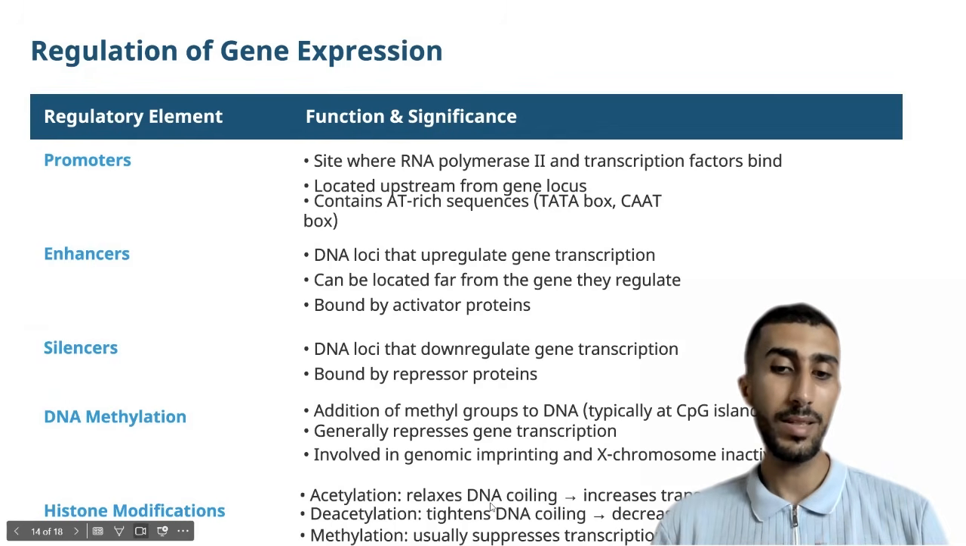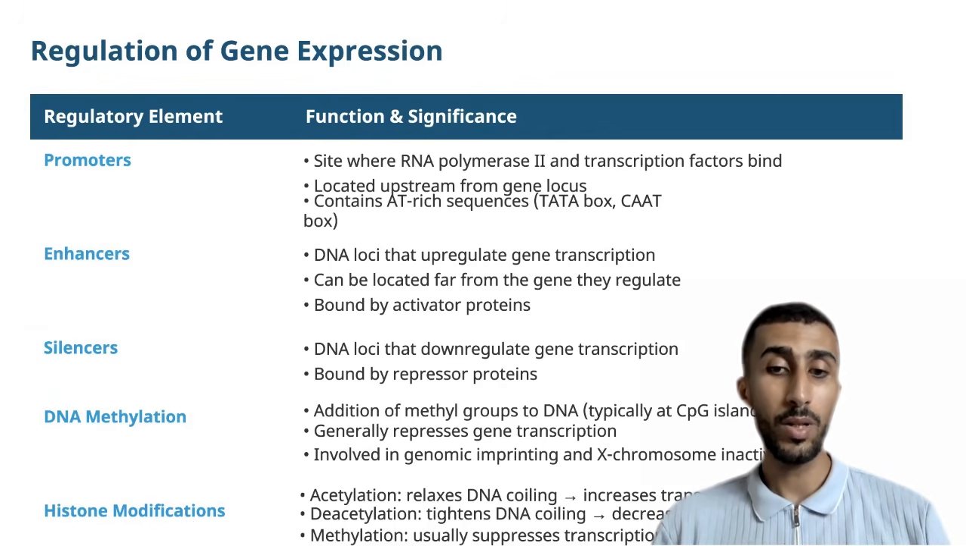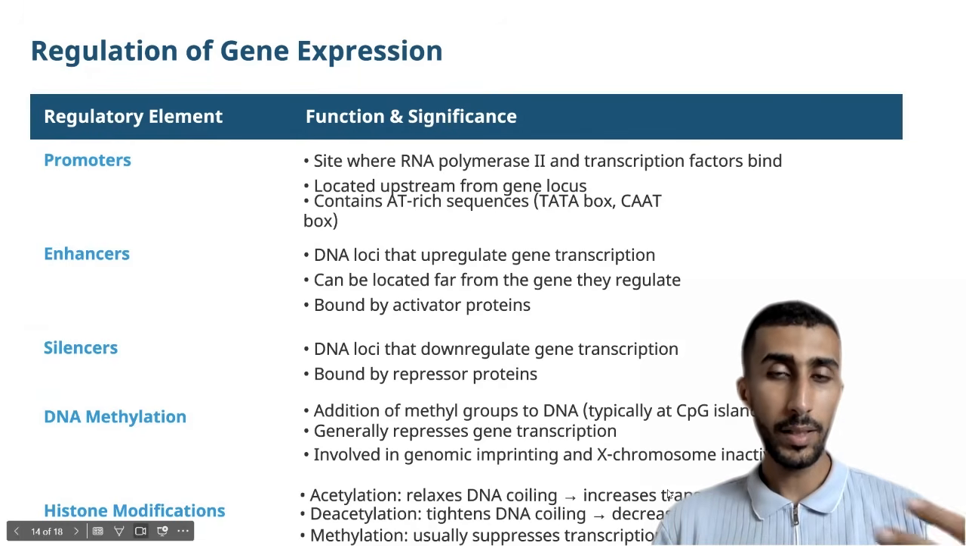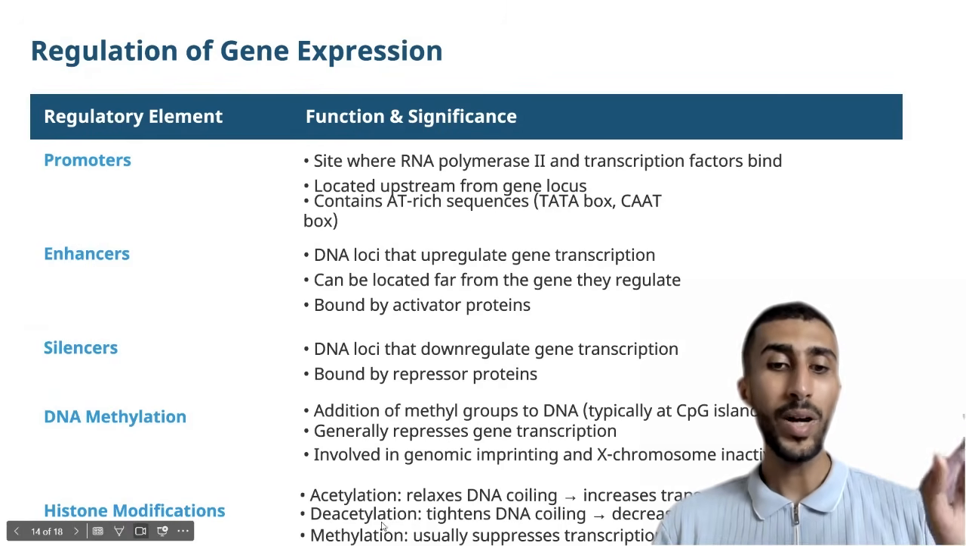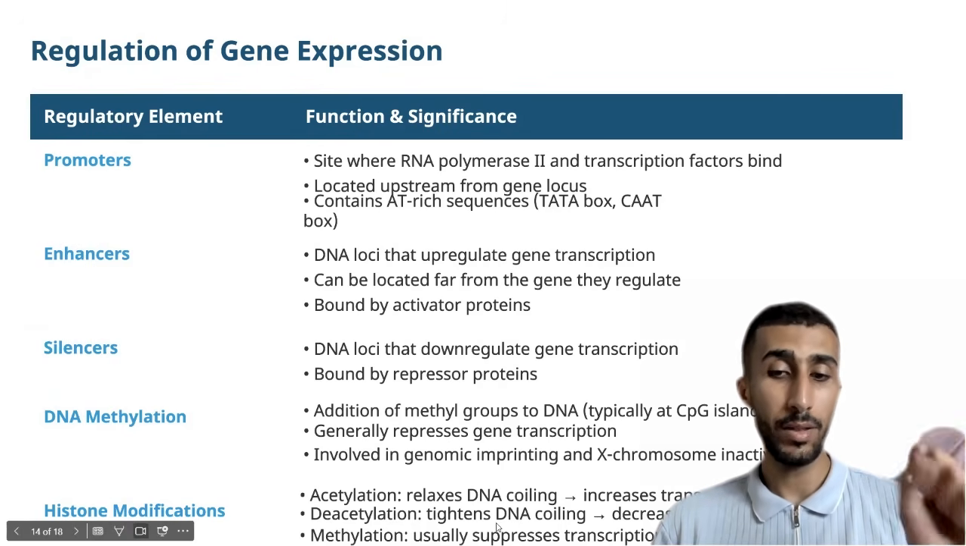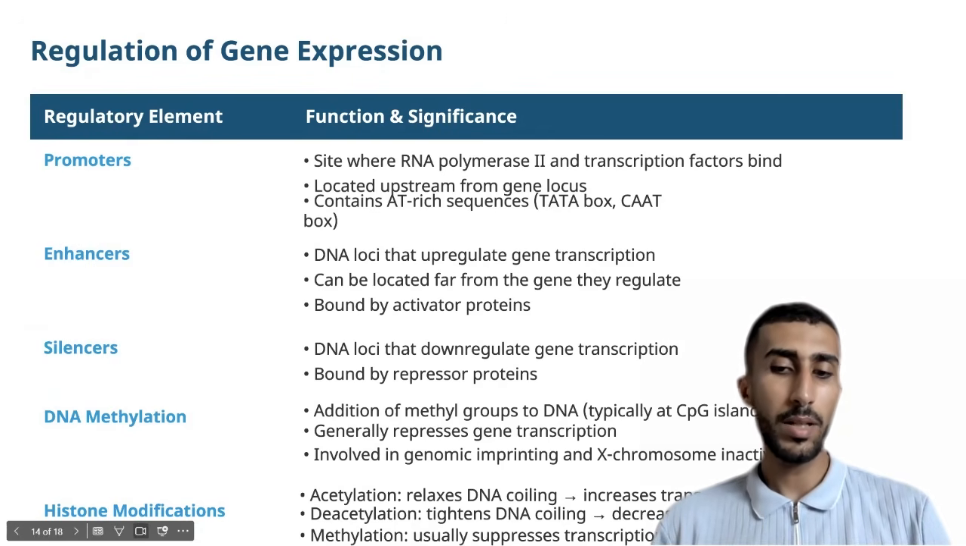So acetylation relaxes the DNA coiling and increases transcription, which is the formation of RNA. And deacetylation tightens the DNA coiling. So acetylation is activatory, relaxing and making the transcription increase, while deacetylation tightens coiling and it's inhibitory. It's going to decrease transcription. Methylation, of course, is going to suppress transcription. Remember DNA methylation or methylation of histone. Any methylation here is going to suppress transcription versus acetylation, which is activatory. So it's going to activate it by relaxing the DNA coiling.